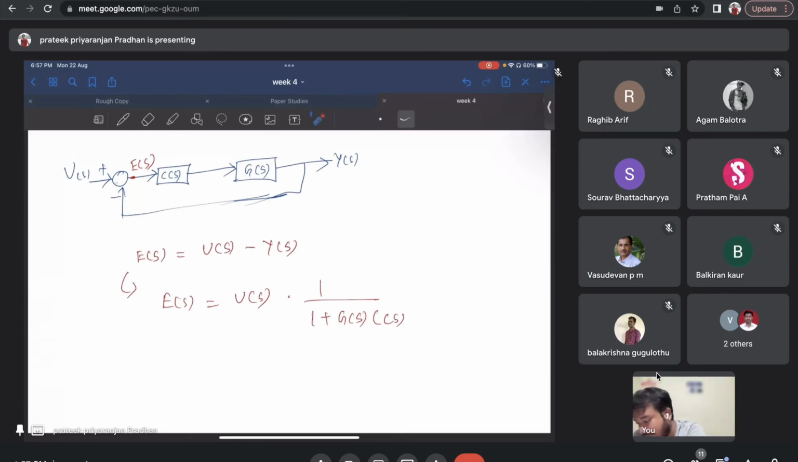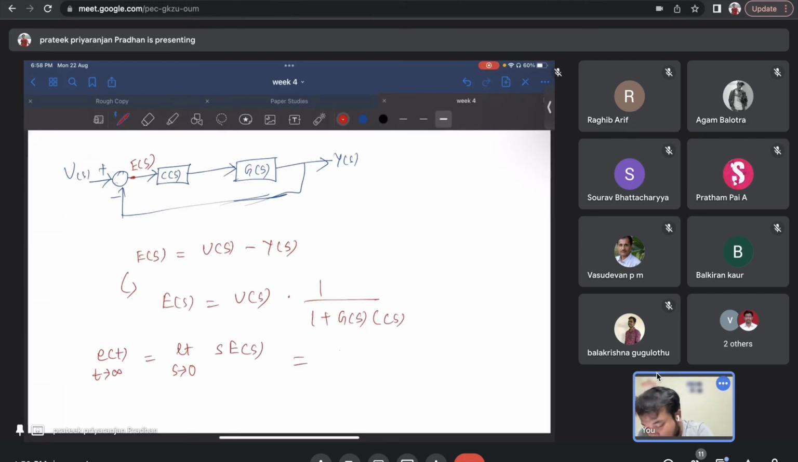Yes. So the final value theorem says e(t) as t tends to infinity, that is the steady state, is equal to the limit as s tends to 0 of s E(s). Okay.